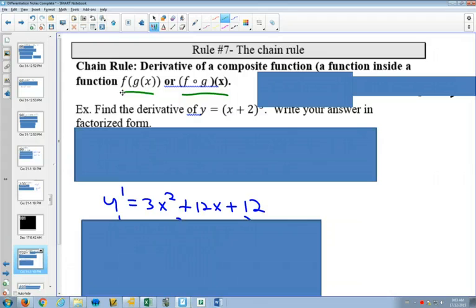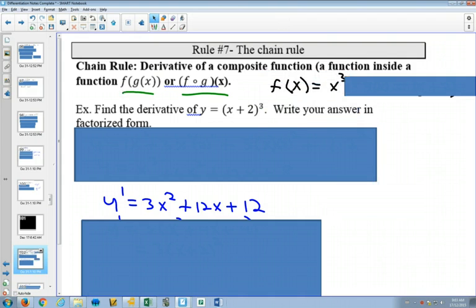Right, that little open circle means that f is a function. F of g of x means g is inside of the function f. So if we had a function that's listed here, and I move these away here, if you have x plus 2 cubed, then you have x plus 2 as the function inside of x cubed.